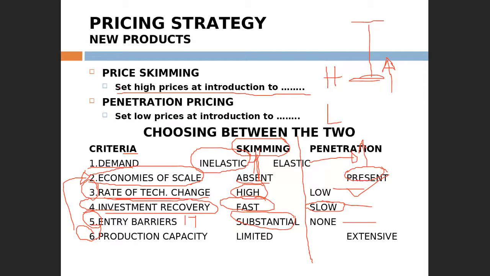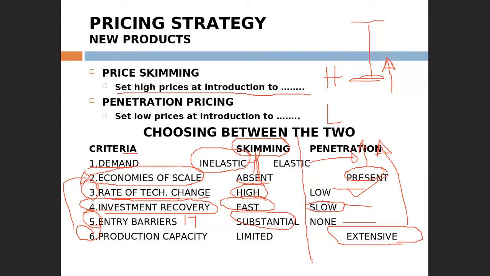So when you have limited production capacity, Rolls-Royce, these leather seats that go into Rolls-Royce, they're stitched by hand, limited production capacity. Then you go with price skimming. If it's extensive production capacity, which gives you economy of scale, you go with penetration pricing.